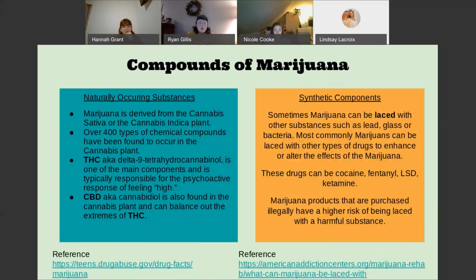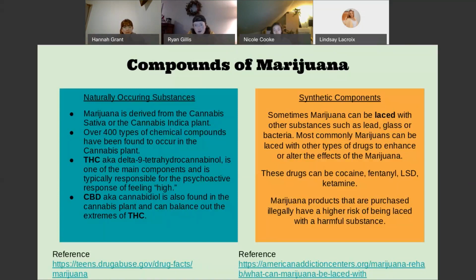So there are two compounds of marijuana. There are naturally occurring substances as well as the synthetic components. Marijuana is derived from the cannabis sativa or the cannabis indica plant, and over 400 types of chemical compounds have been found to occur in the cannabis plant. THC, aka delta 9 tetrahydrocannabinol, is one of the main components and is typically responsible for the psychoactive response of feeling high. CBD, aka cannabidiol, is also found in the cannabis plant and can balance out the extremes of THC.